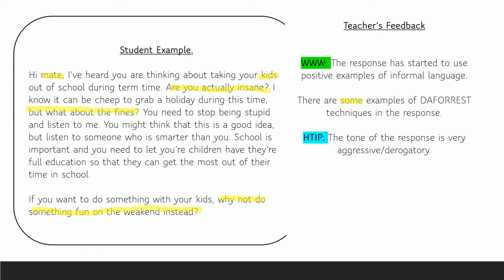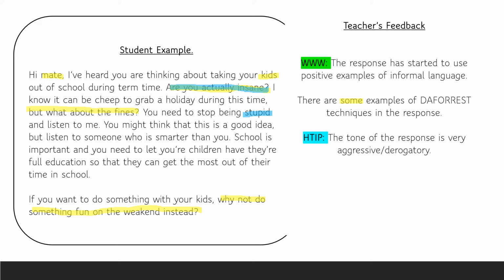And the first time this comes up is actually in that rhetorical question where it says, "Are you actually insane?" So quite an aggressive, horrible thing to say, a very derogatory thing to say, especially if you're talking to a friend or a relative. Also words like stupid. Now if we just think about the actual implication of that word, stupid is a word that can be very emotionally painful for people to hear, so you want to avoid words like that.